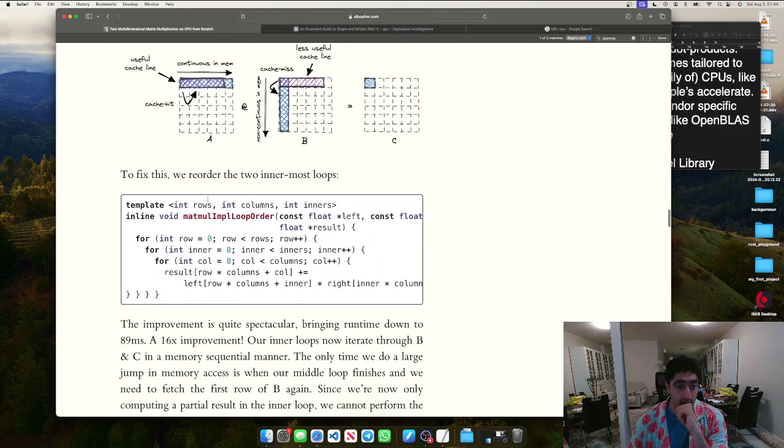So to fix this, we reorder the two innermost loops.